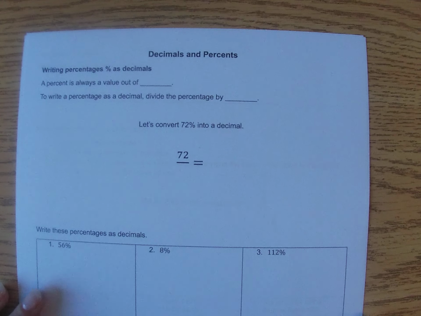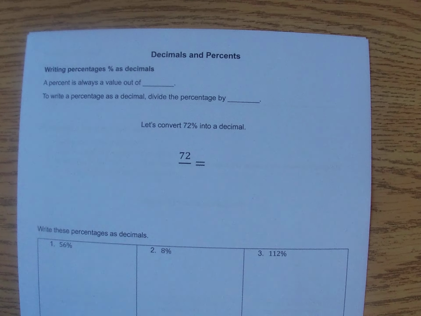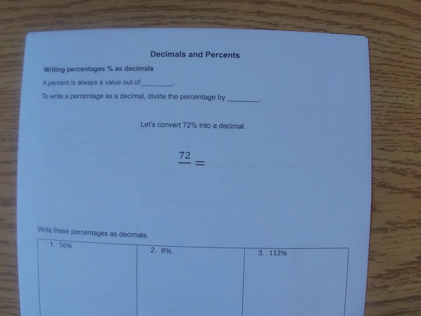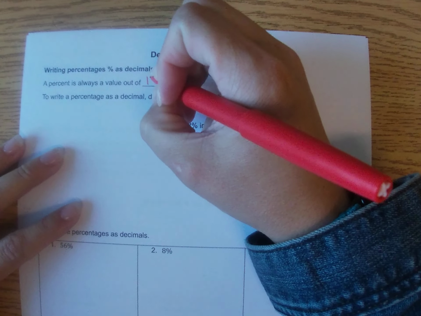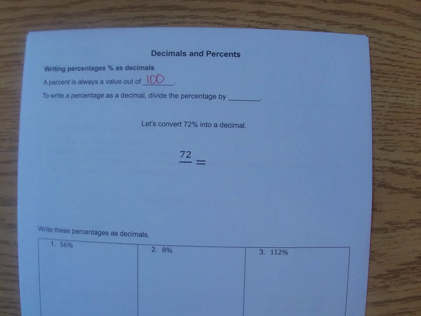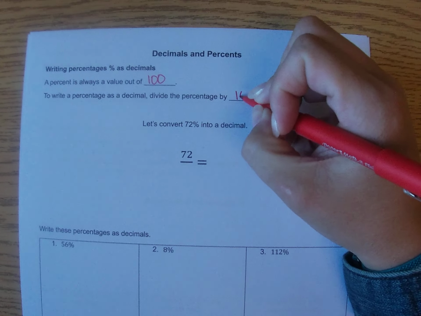Today we are going to be looking at decimals and percents and then how we round those once we get them. So the first thing that we want to do is be able to turn a percent into a decimal. A percent is always a value out of 100. So if we want to write a percent as a decimal, we're going to take whatever the number is and divide that by 100.